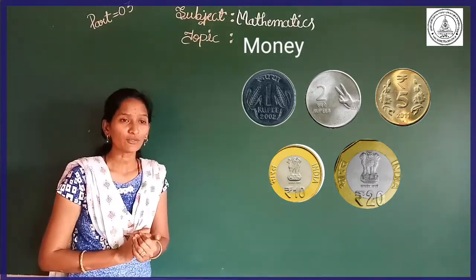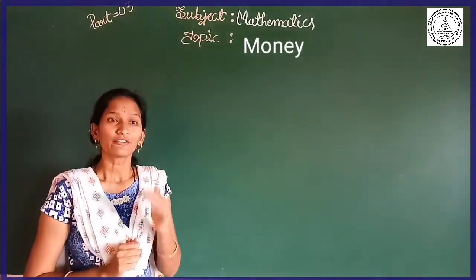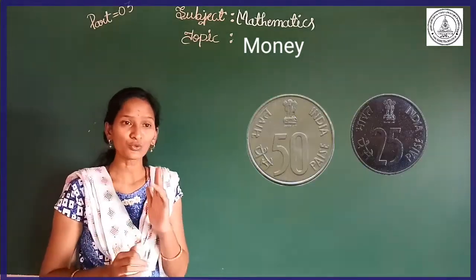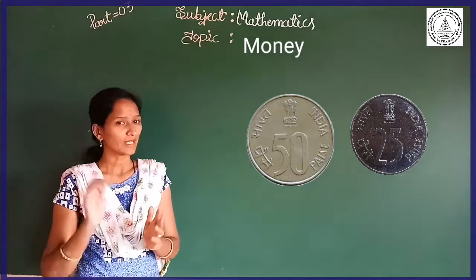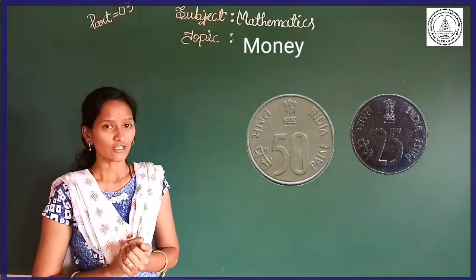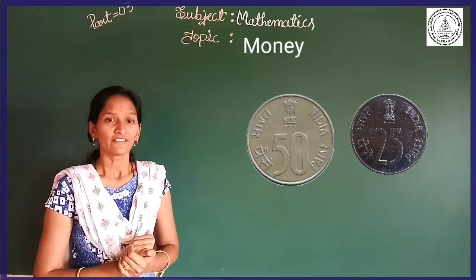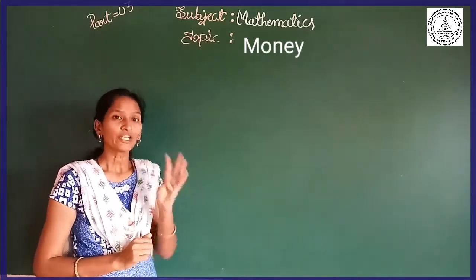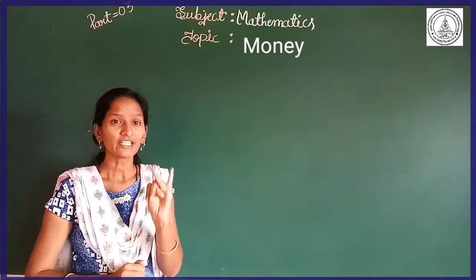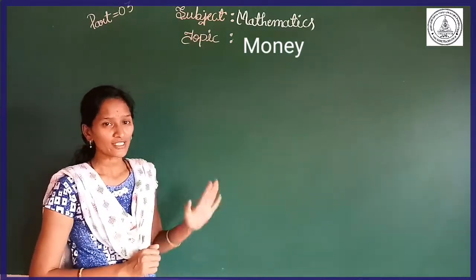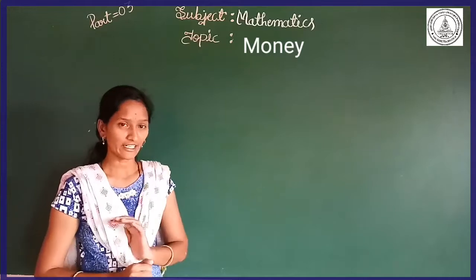And also I want to say one thing to you: the 50 paise and 25 paise coins are banned by the government of India. So nowadays we are not using these two coins. We are using only 1 rupee, 2 rupee, 5 rupee, 10 rupee and 20 rupee. These are the coins we are using in our India.